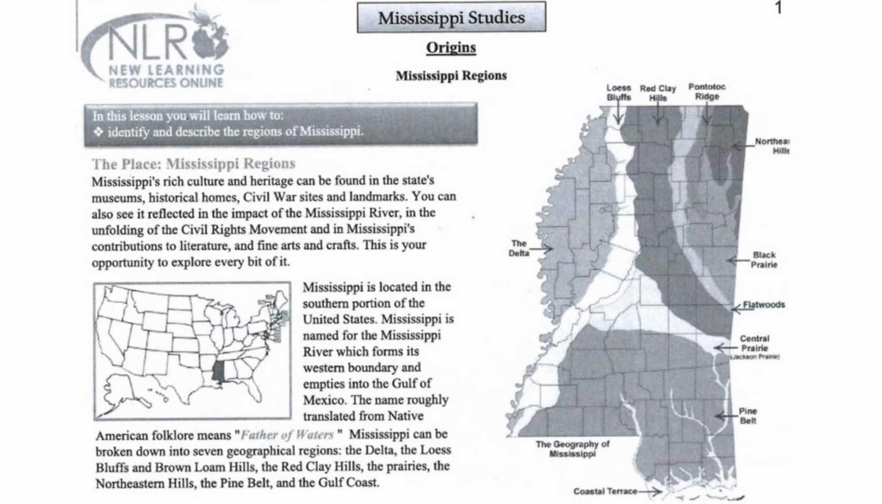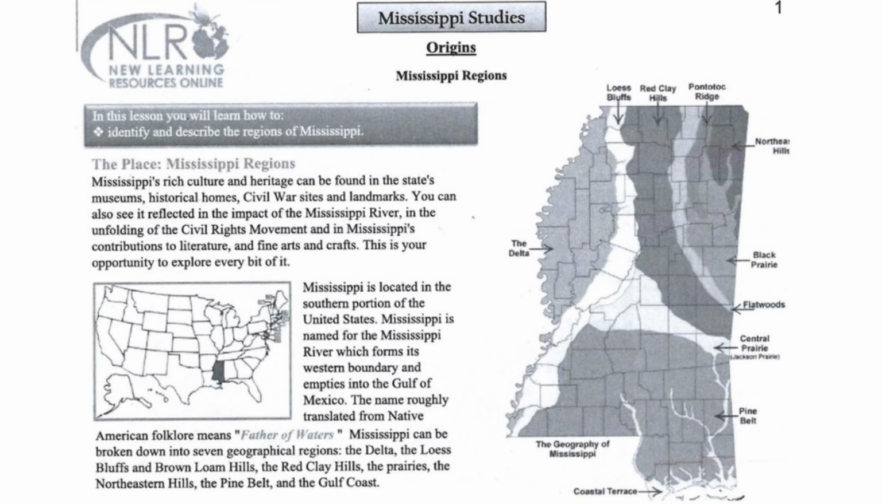In this lesson, you will learn how to identify and describe the regions of Mississippi. Mississippi regions. Mississippi's rich culture and heritage can be found in the state's museums, historical homes, Civil War sites, and landmarks. You can also see it reflected in the impact of the Mississippi River, in the unfolding of the Civil Rights Movement, and in Mississippi's contributions to literature and fine arts and crafts. This is your opportunity to explore every bit of it.